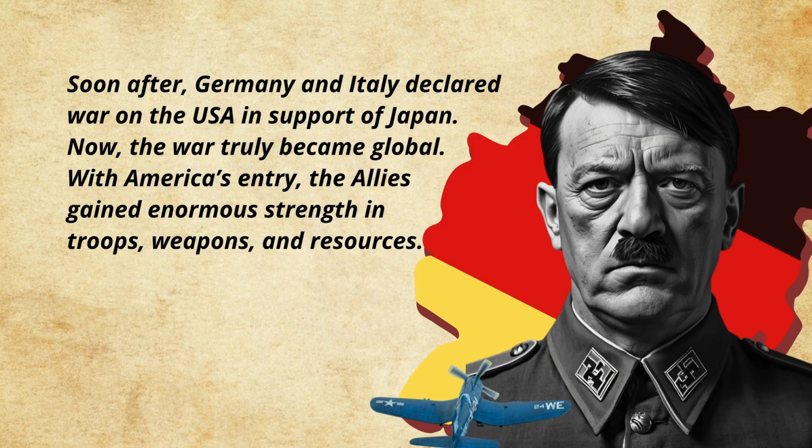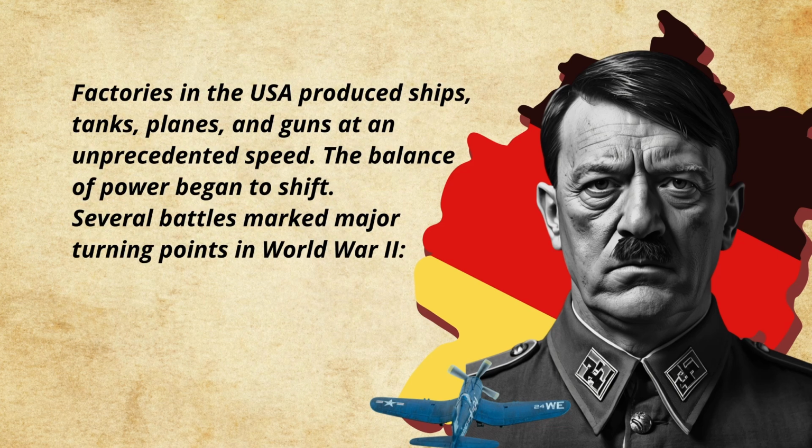With America's entry, the Allies gained enormous strength in troops, weapons, and resources. Factories in the USA produced ships, tanks, planes, and guns at an unprecedented speed. The balance of power began to shift. Several battles marked major turning points in World War II.